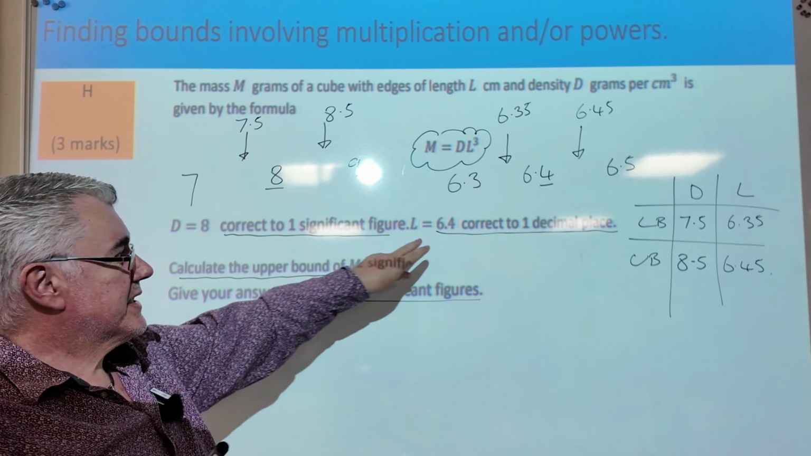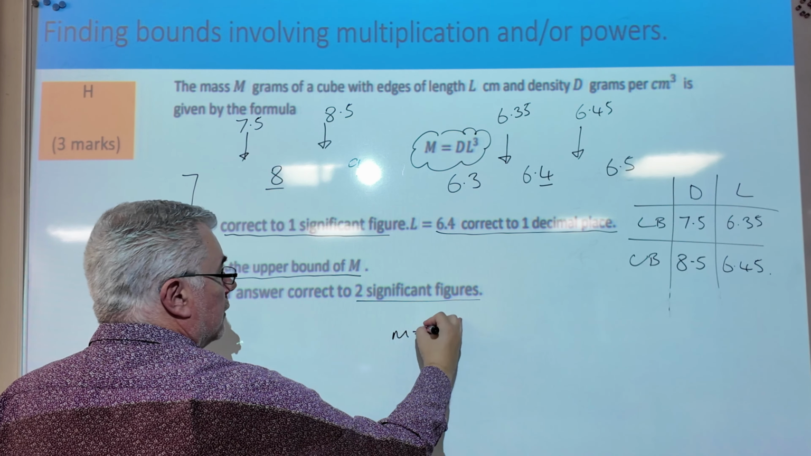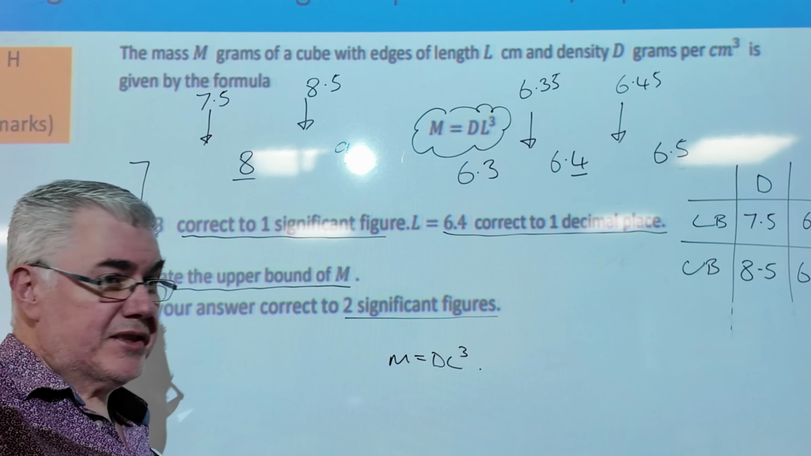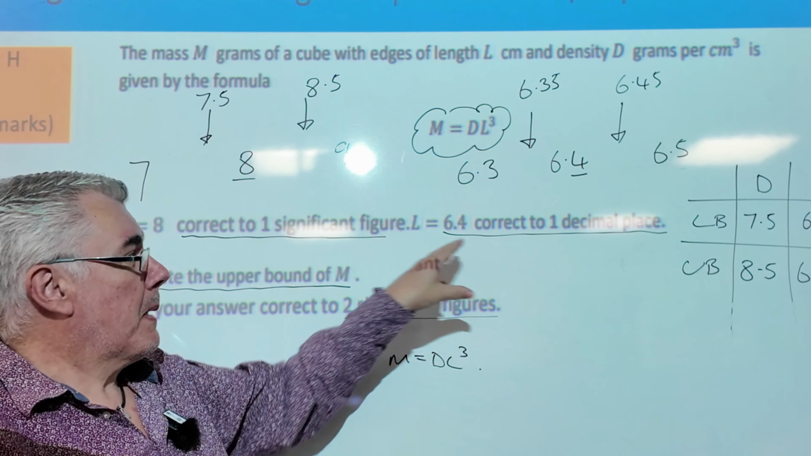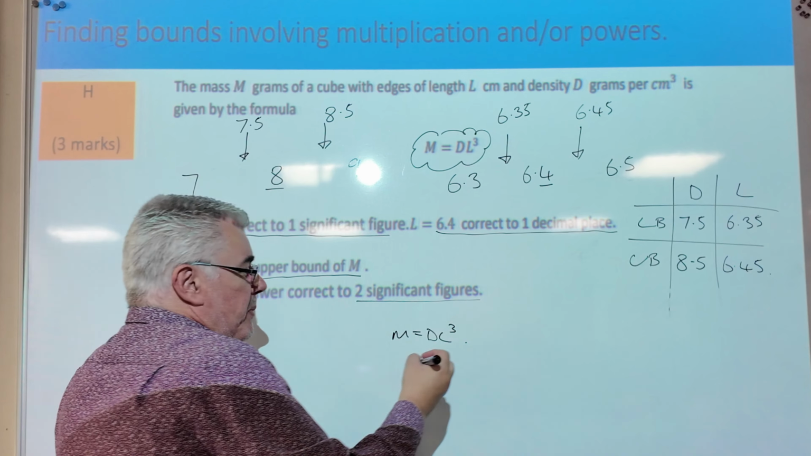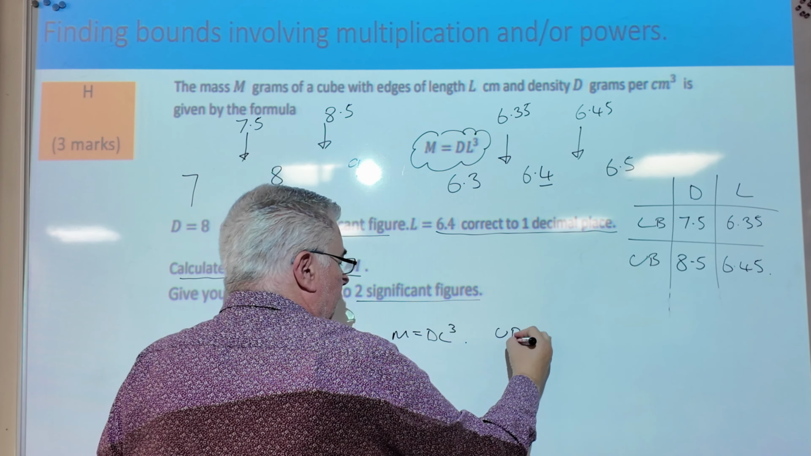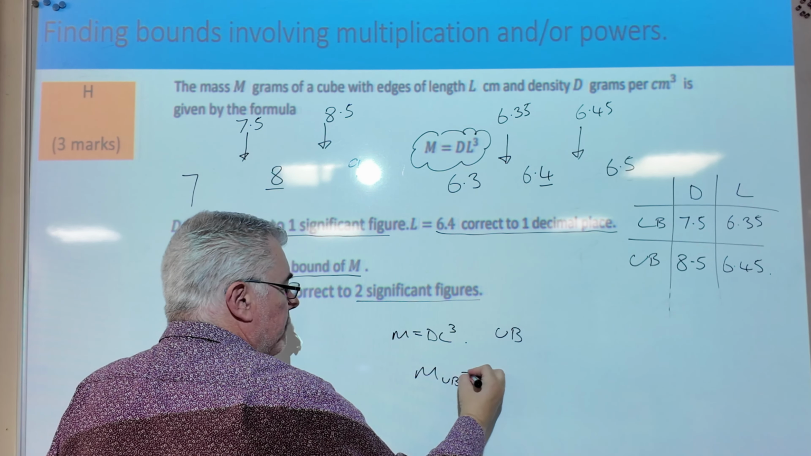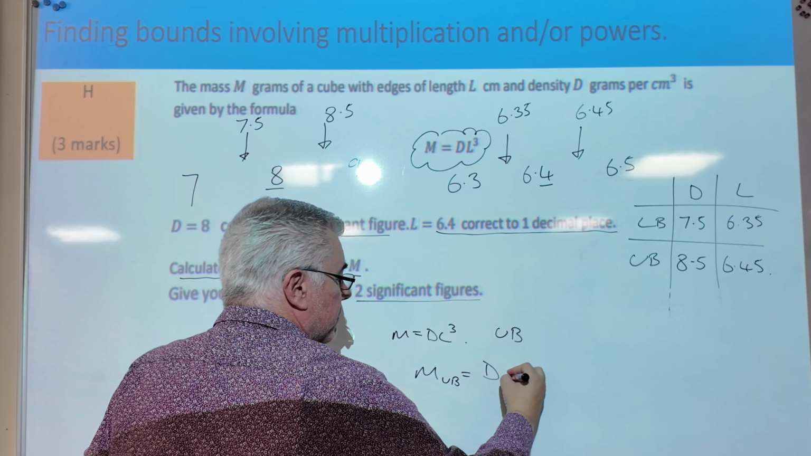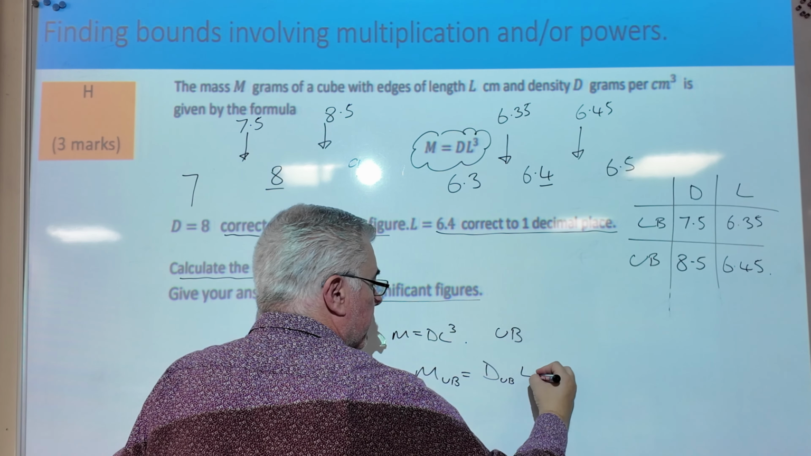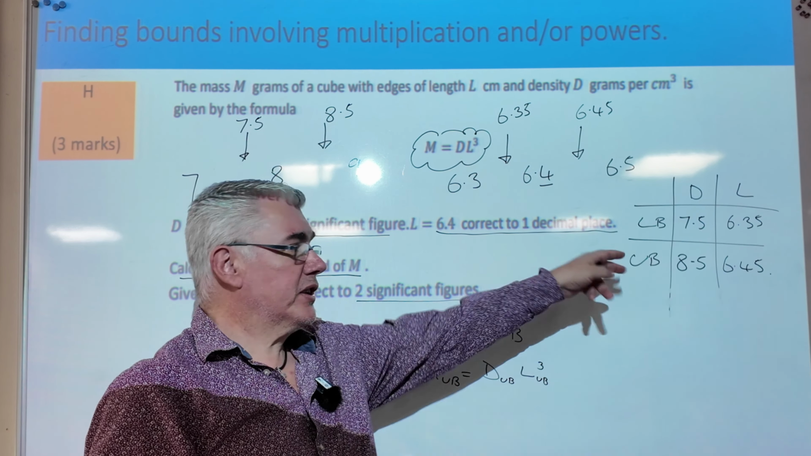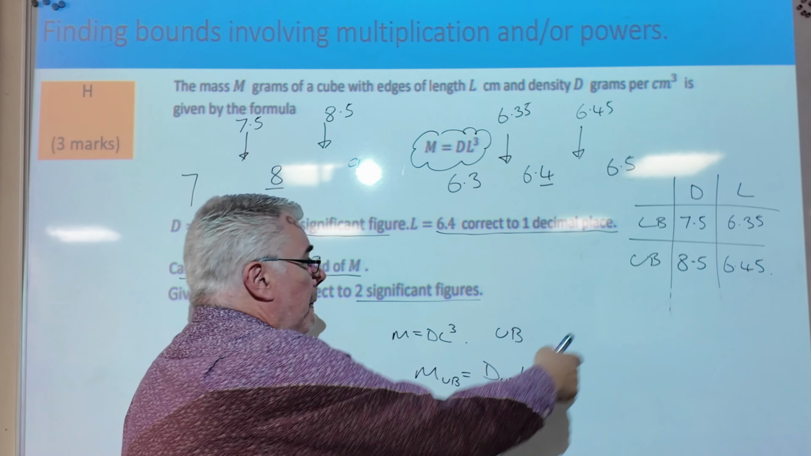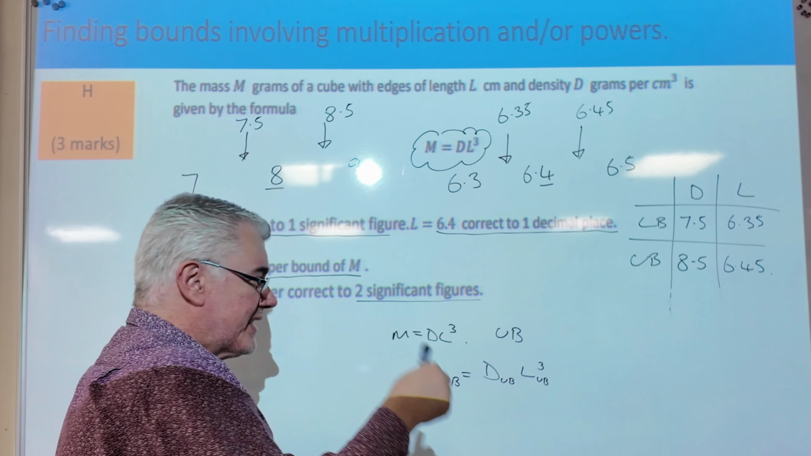I want to calculate the upper bound of m. What's m again? I want this to be as big as possible. The upper bound wants the upper value this could possibly be before this rounding took place. I think it's fairly obvious if I want the upper bound of m, I want D to be as big as possible and I want L to be as big as possible. So I didn't need these lower bounds, but if I didn't know what to do, it's going to get me possibly a couple of marks. So I always draw that table for every one of these questions, just in case.